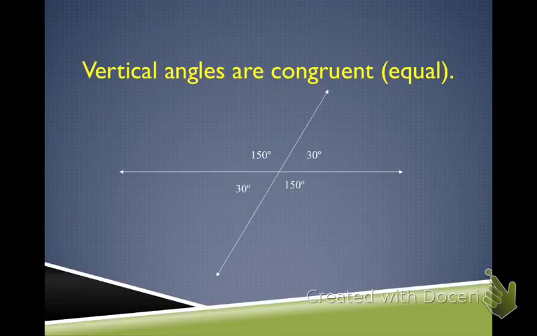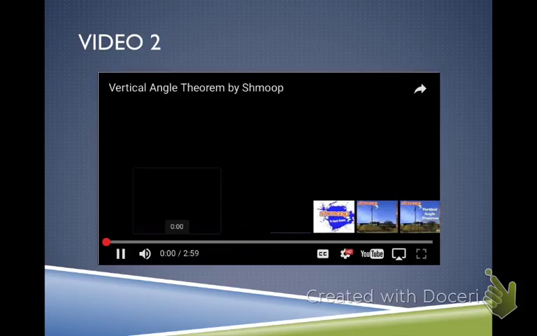Now, I told you to make sure that you wrote in your graphic organizer that vertical angles are congruent. What does congruent mean? Well, congruent means equal. So, they are equal. That means same size, same shape. Right? So, we have two sets of vertical angles in this particular place. Now, I'll let you listen to this guy.